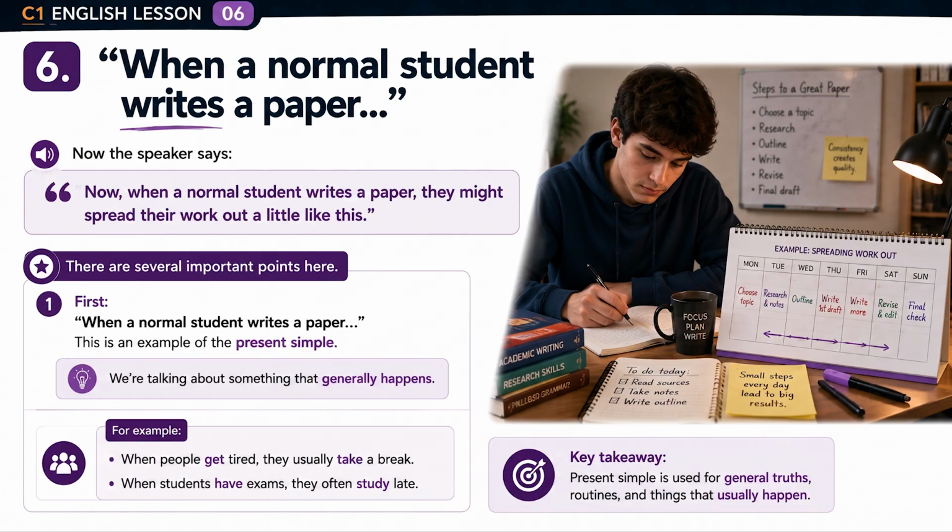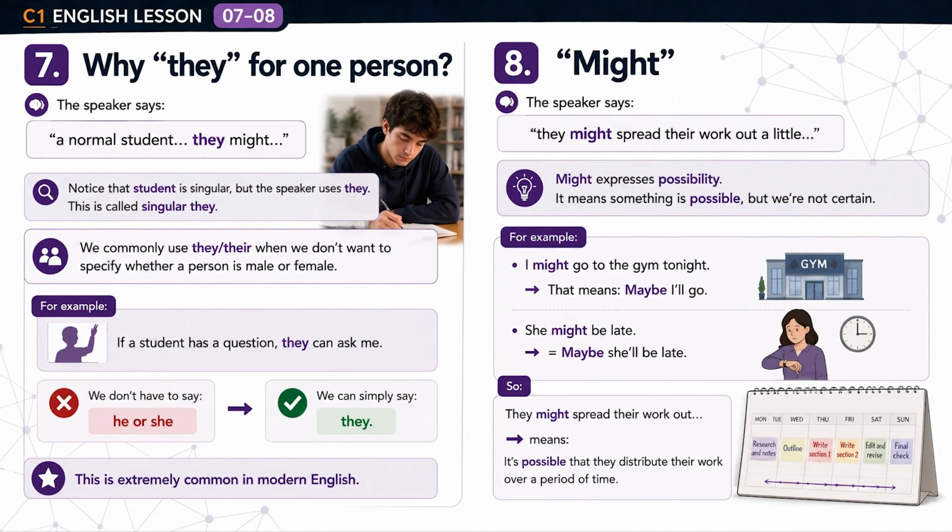And then we have "they might." We're talking about a normal student, but "they" is used here. Why is that? Notice that the student is singular, but the speaker uses "they." This is called singular "they." We commonly use "they" or "their" when we don't want to specify whether a person is male or female. You don't want to talk about gender; you want to talk about both males and females.